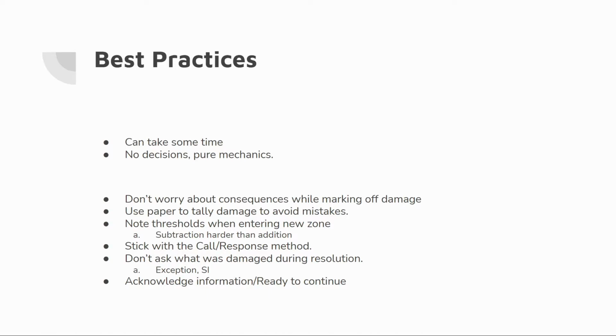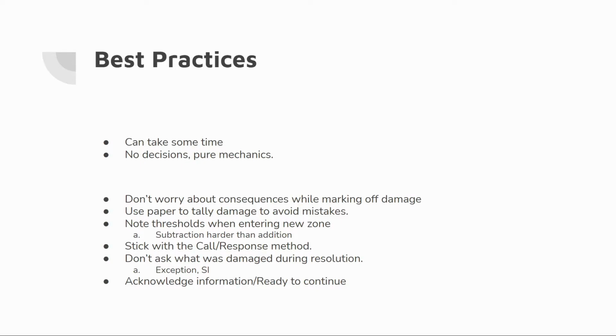So with that in mind, the best practices are, first of all, don't worry about the consequences while marking off damage. You can always look stuff up afterwards. Just get through the damage allocation, because if you're like me and roll a lot of zeros, ship's going to blow up anyways. So just mark off the damage and come back to the consequences later.